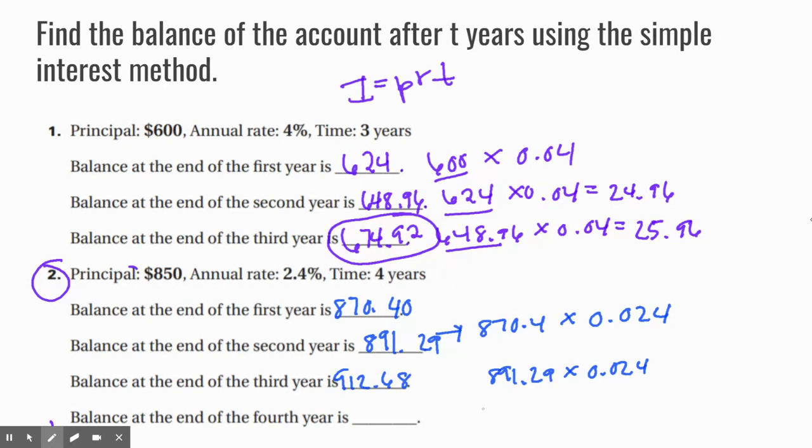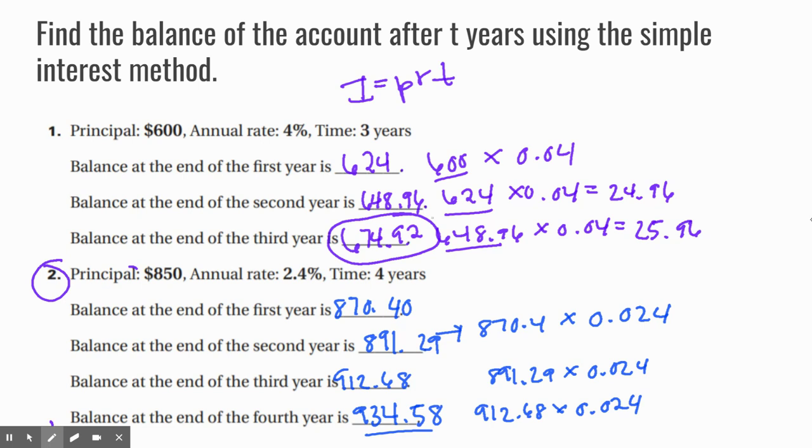So your balance for year three is going to be 912.68. For the fourth year, this is what you're accumulating interest off of because you're using your previous balance. So multiply that by 0.024 and you get $21.90. So you add $21.90 to that, and at the very end, you get $934.58. So this would be your balance at the end of the 4 years.